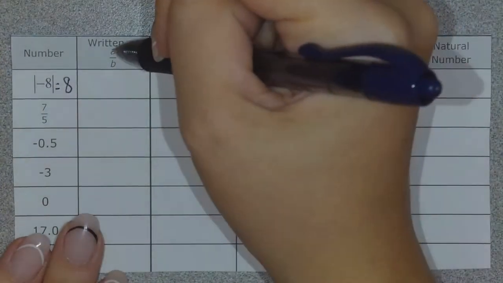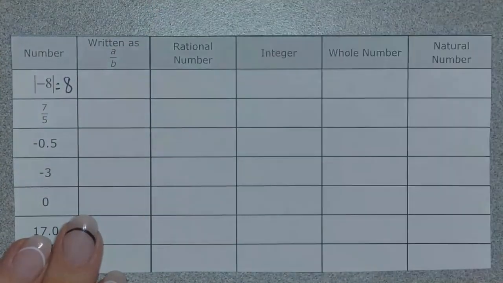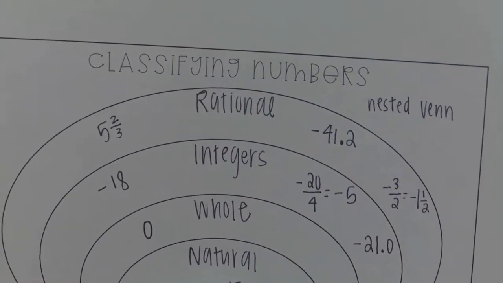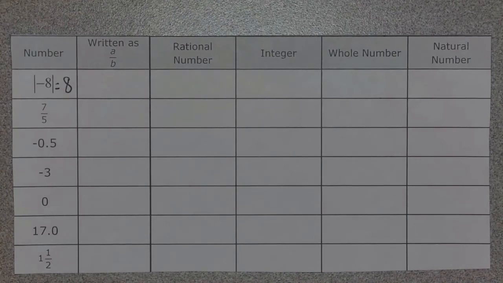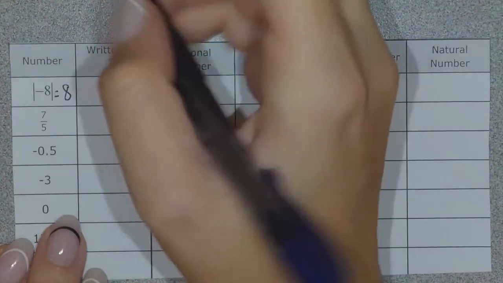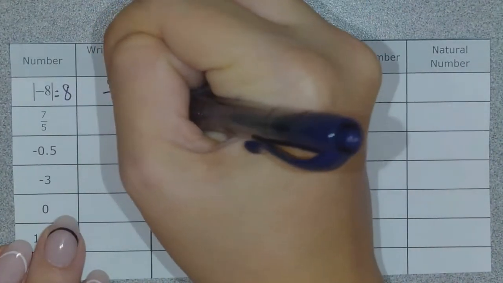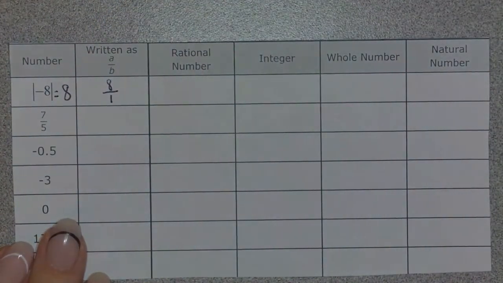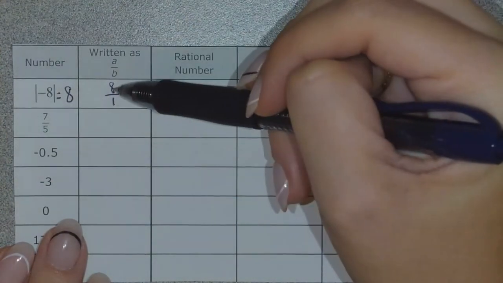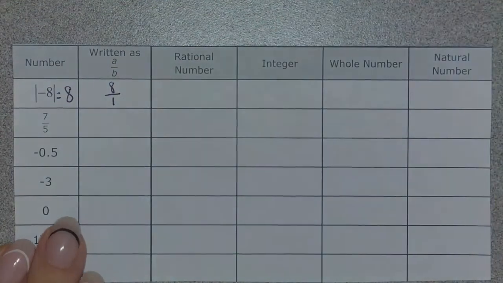So how do we write this as a fraction to fill in that definition of a rational number having a fractional part? This is how we prove that every number has a fractional part. So 8, when I look at it, is a whole number, and every whole number gets a denominator of 1. So that is how we write the absolute value of negative 8 as A over B. It's just 8 over 1.